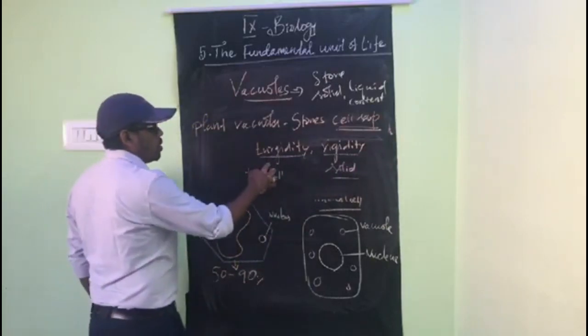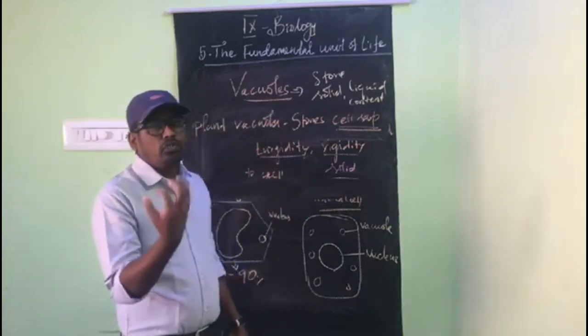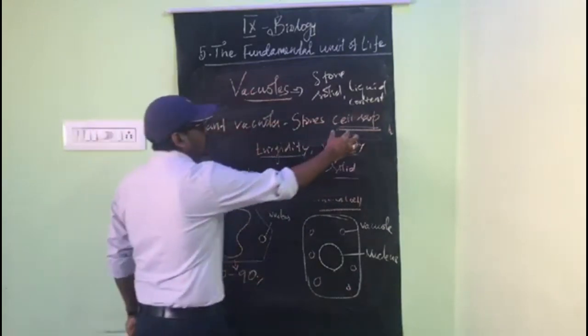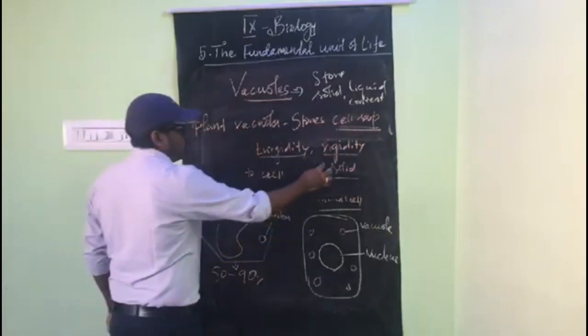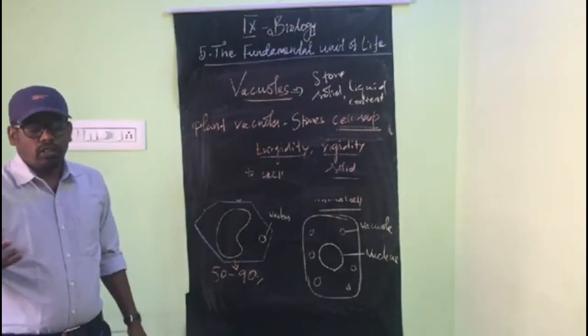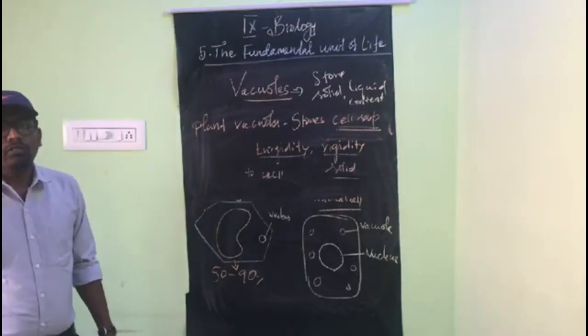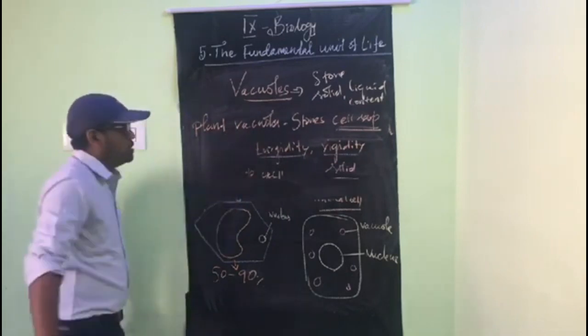Here turgidity means swell up. The plant cells swell up because of the presence of more cell sap. And what is rigidity? It's a strong nature, very strong, a rigid nature. So that is given by the plant vacuoles.